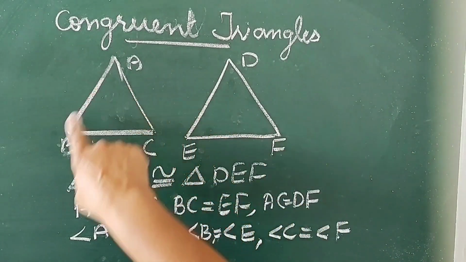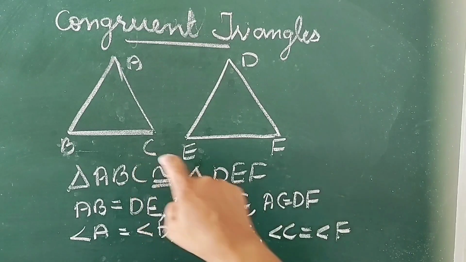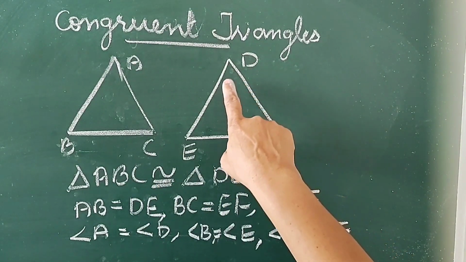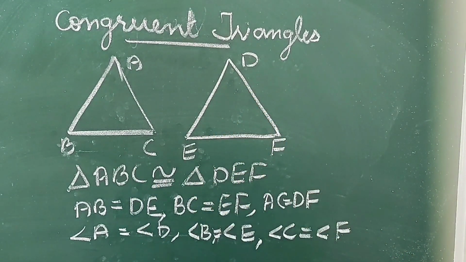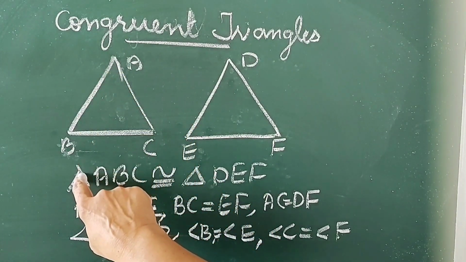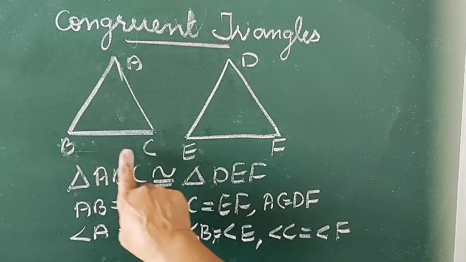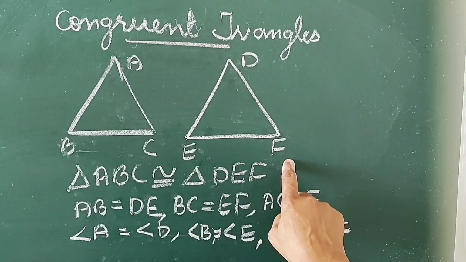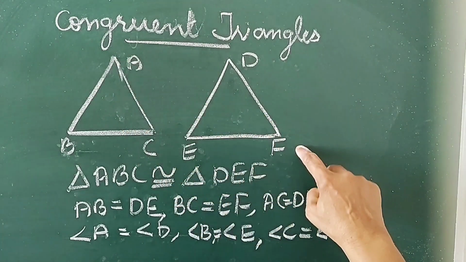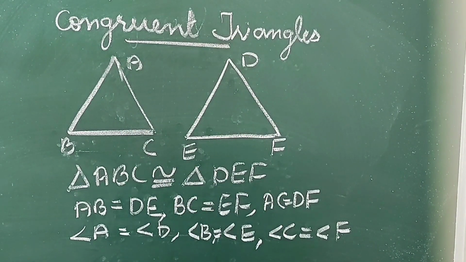If triangle ABC is kept over triangle DEF in such a way that AB covers DE, BC covers EF and CA covers FD, then triangle ABC is congruent to triangle DEF.